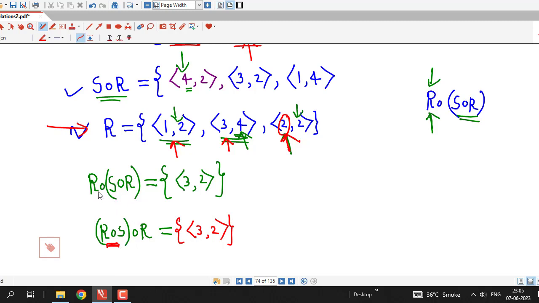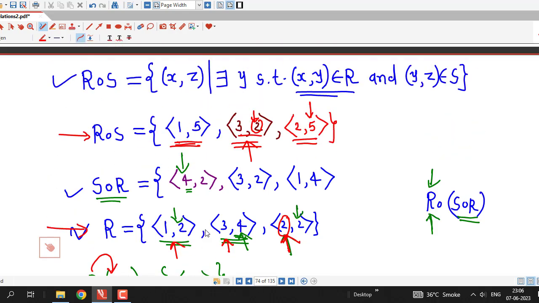You can see here I am changing the grouping. Here I have written S composite R and R outside, and here I have combined R and S in a group and written R outside. So we can see that composition of relations is always associative, and we know that composition of functions is also always associative, so that property is carried over to relations also.